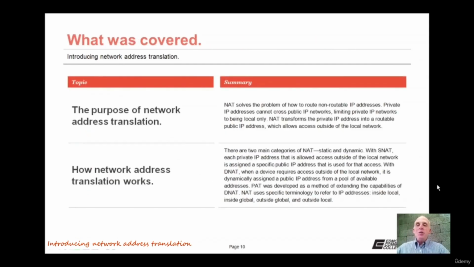Now that concludes this session on introducing network address translation. We talked about the purpose of network address translation, and then we talked about how network address translation works.